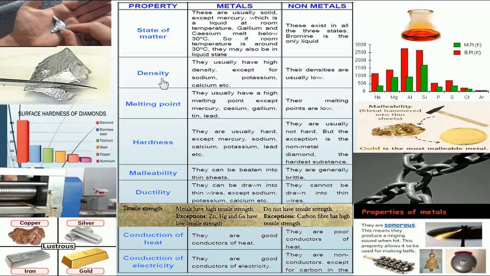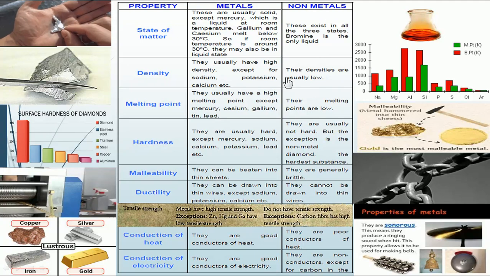So metals usually have a high density except sodium, potassium and calcium. You could see this, the sodium metal is somewhat soft. We can easily cut it with our knife because the density of the metal is less. This is an exception. Sodium, potassium, calcium are exceptions. What about the non-metals? The metals have high density, so obviously non-metals will have a low density.